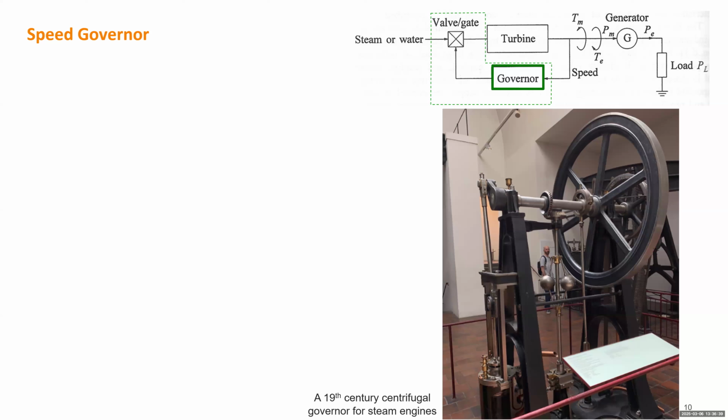This is a picture of a speed governor from the 19th century. I took this picture a few years ago in a museum. If you look at the picture, you cannot imagine that it was made more than 100 years ago. But the principle is almost exactly the same as today's governor, especially as we're still using a centrifugal governor for steam engines. But definitely this is not for a power plant. This is for some other steam engine.